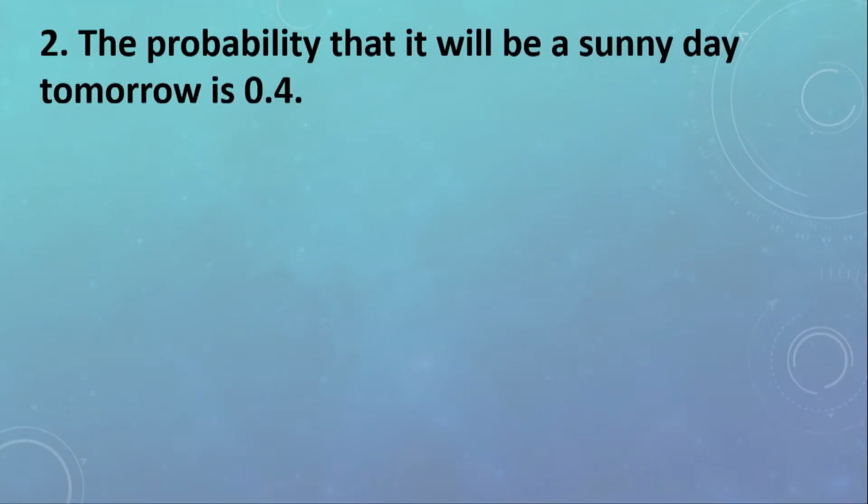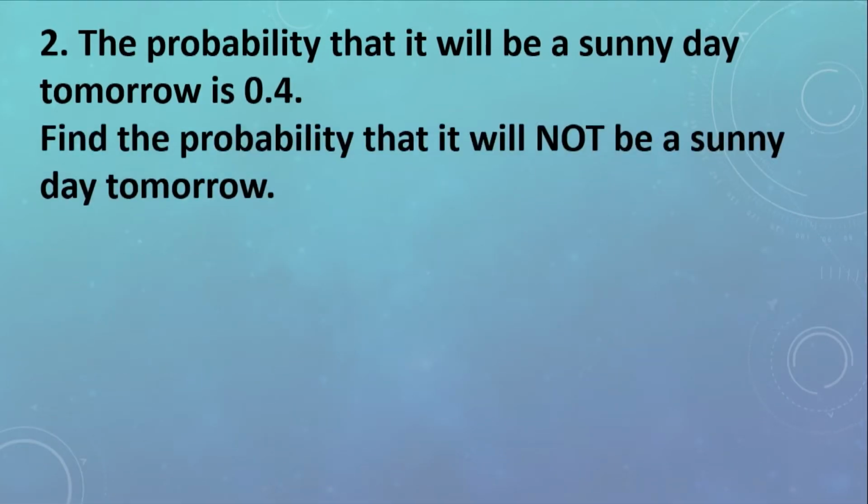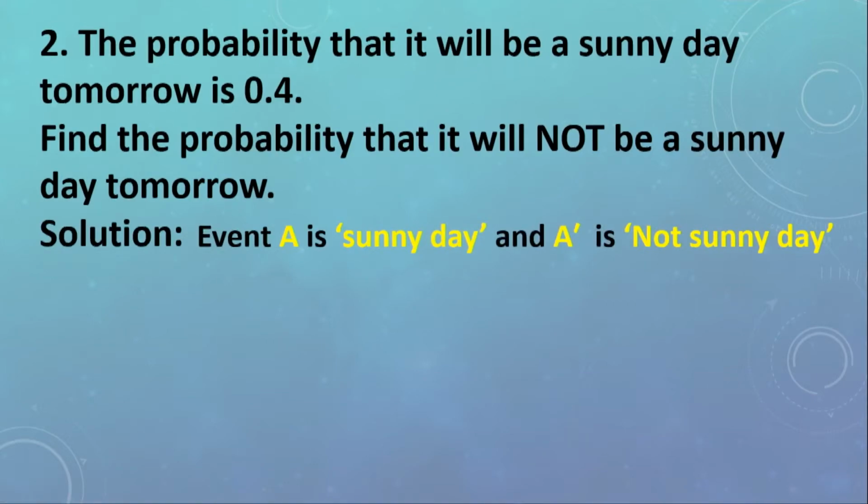Number 2, the probability it will be a sunny day tomorrow is 0.4. You are asked to find the probability that it will not be a sunny day tomorrow. So let the event A be a sunny day. So definitely the event A dash is not a sunny day.